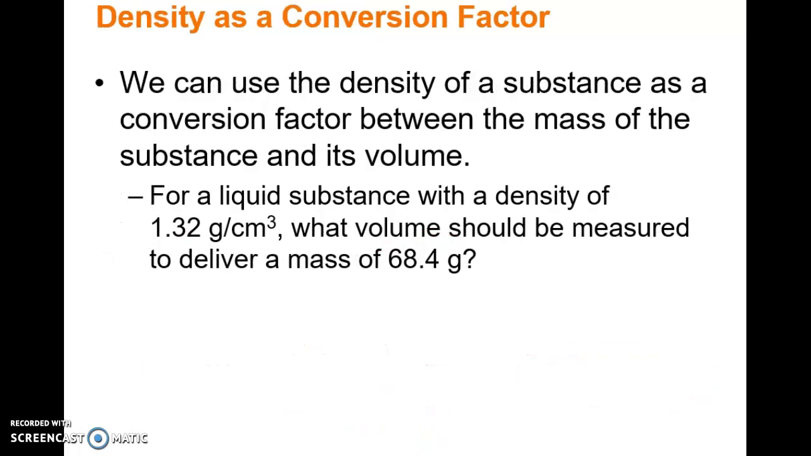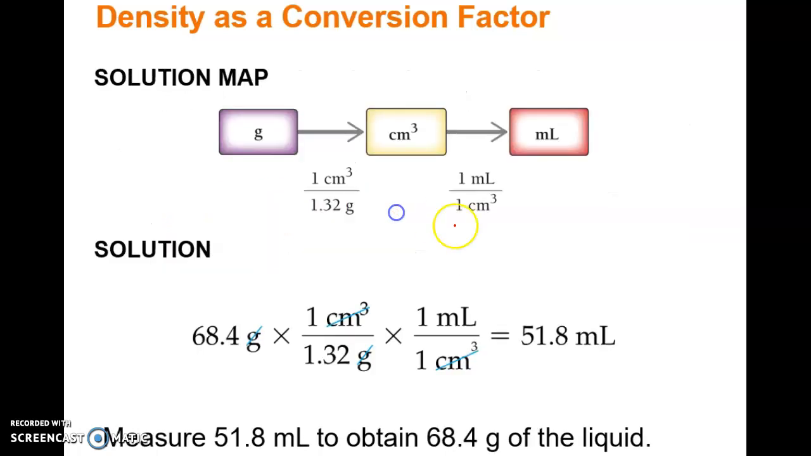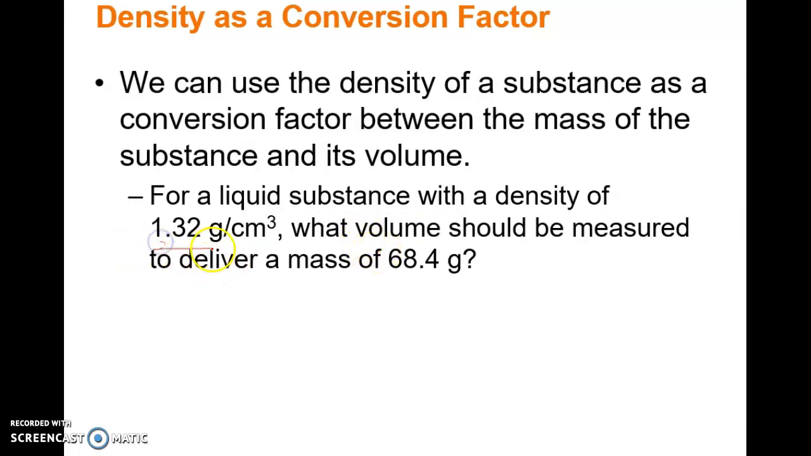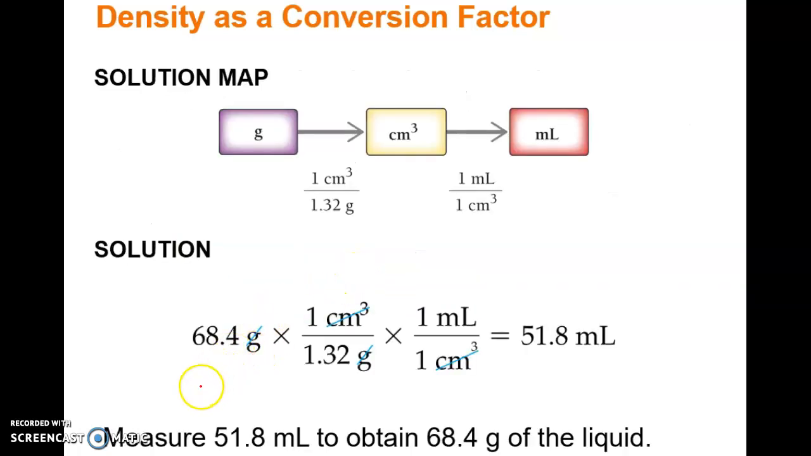Here's another one where we can use the density as a conversion factor. For a liquid substance with a density of 1.32 grams per centimeter cubed, what volume should be measured to deliver a mass of 68.4 grams? All right, so we're starting in grams. We can use this as a conversion factor. So if you look here, we have 68.4 grams. We know with this conversion factor we are given that there is 1.32 grams in 1 centimeter cubed. We want grams on the bottom to get it to cancel.